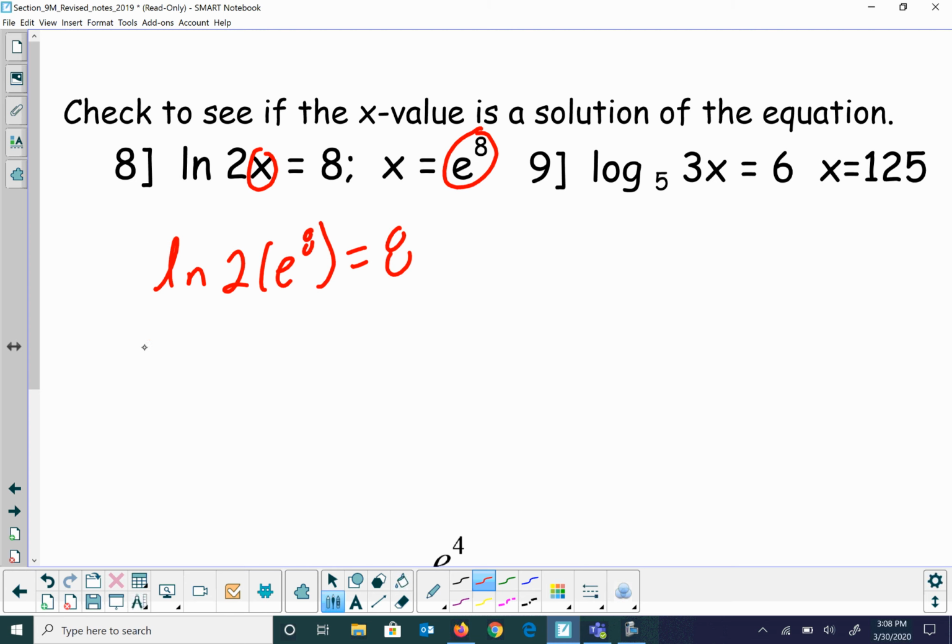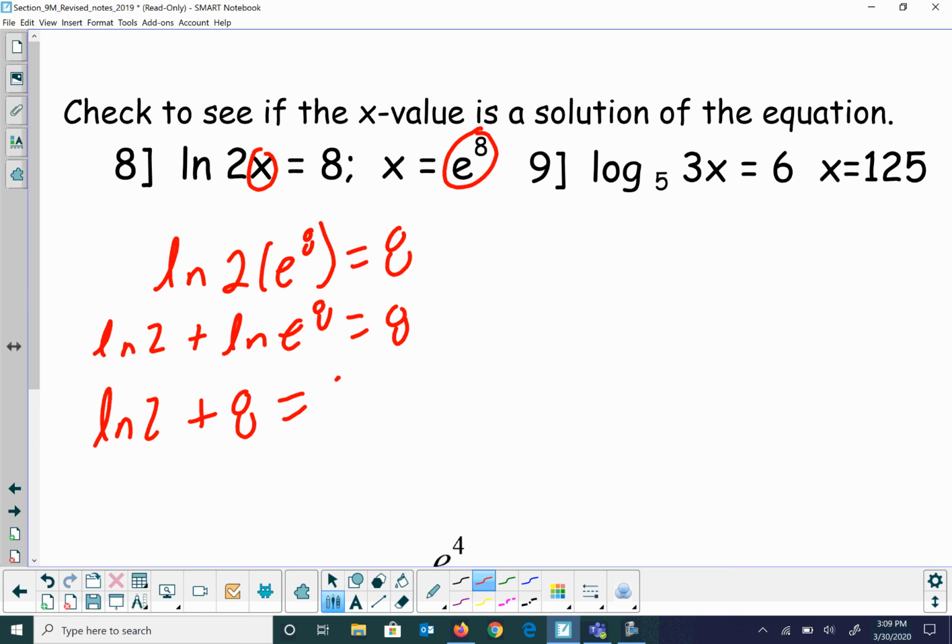Well, we can expand this, so I get natural log of 2 plus natural log of e to the 8 equals 8. Natural log of 2, I'm not sure what that is, but I'm not going to worry about it. I know natural log of e to the 8 is 8. So is natural log of 2 added to 8 the same thing as 8? And no, it's not a solution because it's not the same thing on both sides.